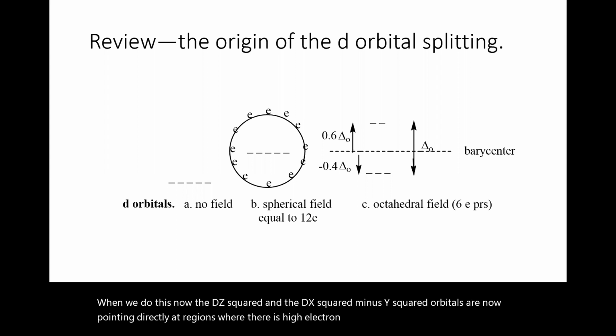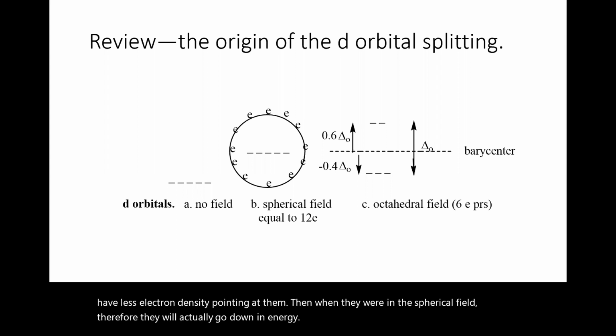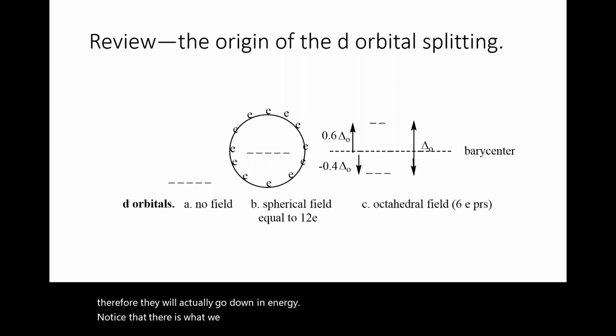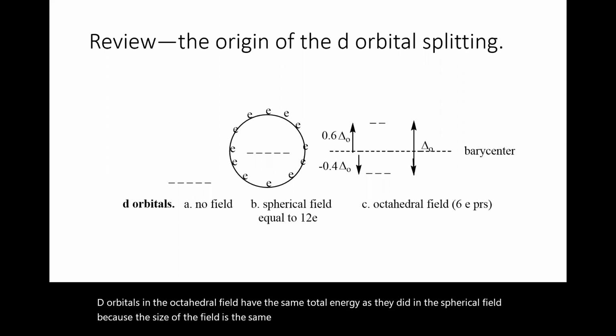The dxy, xz, and yz orbitals now have less electron density pointing at them than when they were in the spherical field. Therefore, they will actually go down in energy. Notice that there is what we call a barycenter when we compare figure B and C. That is, the d orbitals in the octahedral field have the same total energy as they did in the spherical field because the size of the field is the same. However, individual orbitals go up or down in energy.